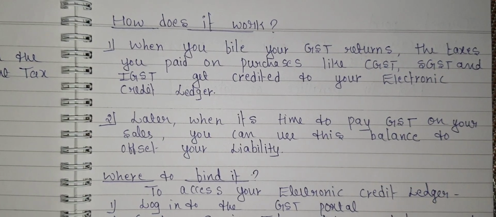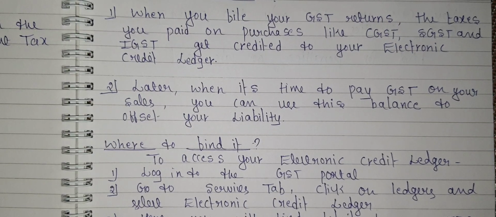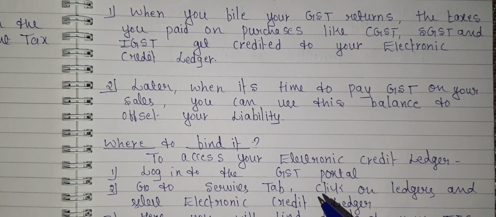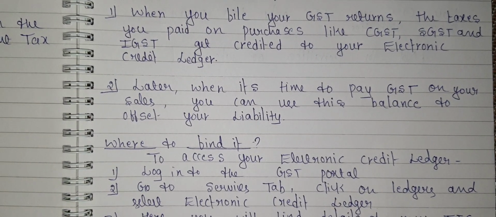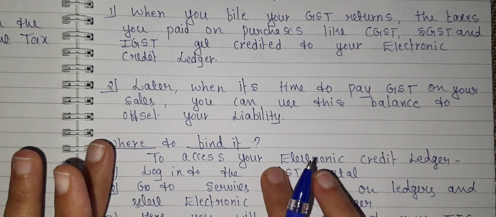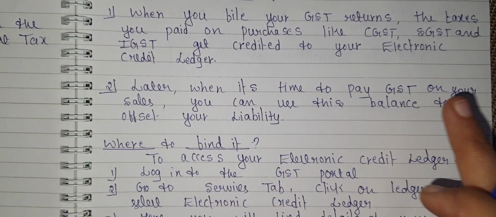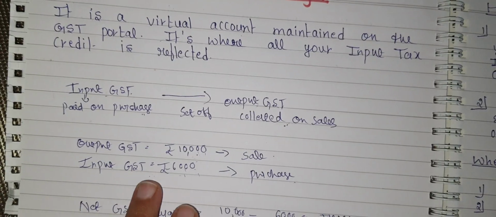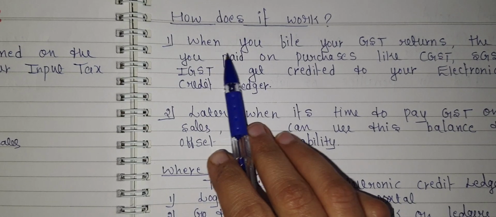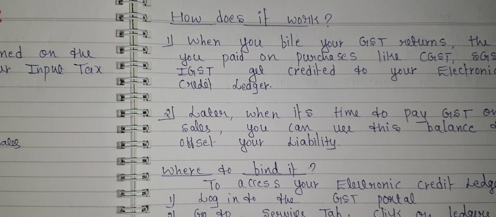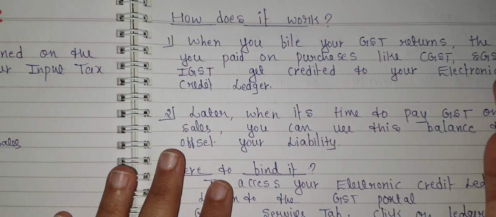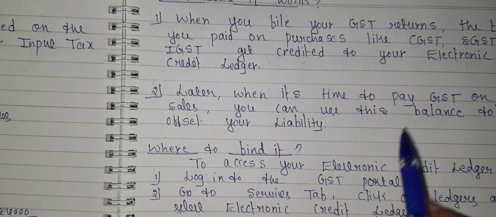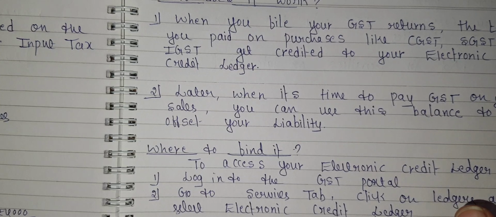And next what happens? Later, when it's time to pay GST on your sales, means you have collected the tax from the customer that does not belong to you, that you should pay to the government, at that time, you can use this balance, the tax that is paid on purchase, to offset your liability. That's what I have explained here. First, when you file your GST returns, the tax gets credited to your electronic credit ledger, and later when it's time to pay GST on your sales, you can use this balance to offset your liability.